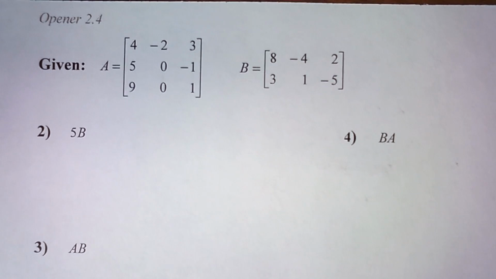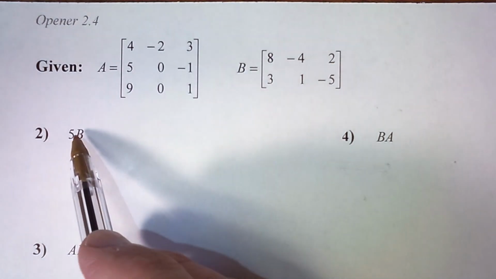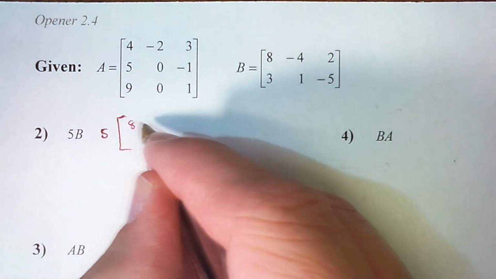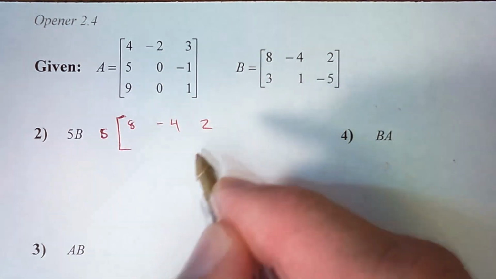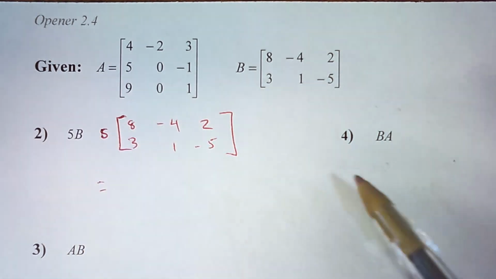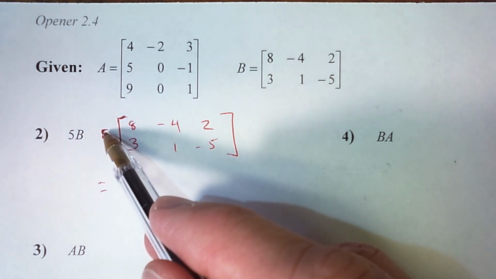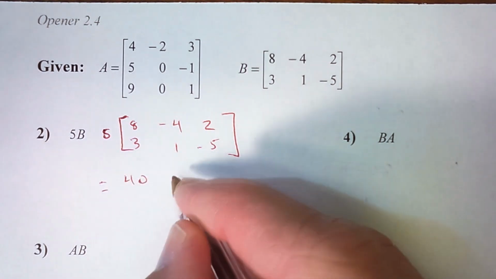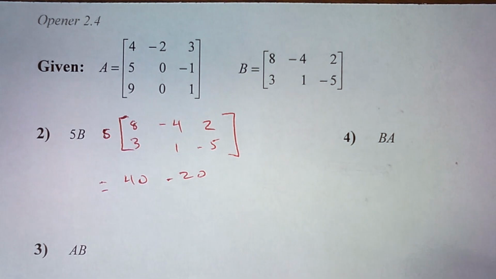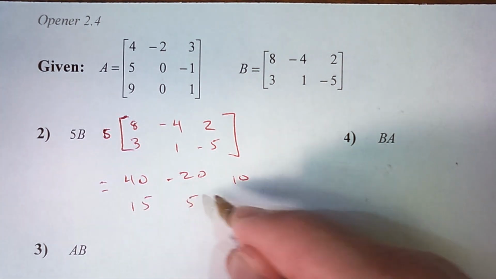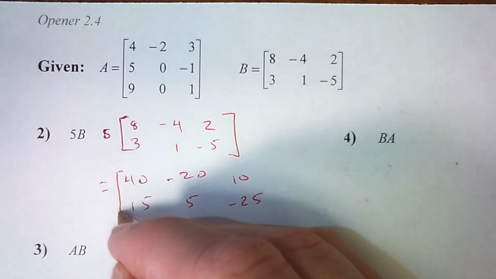Okay, so now we're going to do some matrices. 5 times matrix B, so that's scalar multiplication. 5 times 8, negative 4, 2, 3, 1, negative 5. And when you're doing scalar multiplication, you just multiply everything by a scale factor of 5. So that would give us 40, negative 20, 10, 15, 5, negative 25.